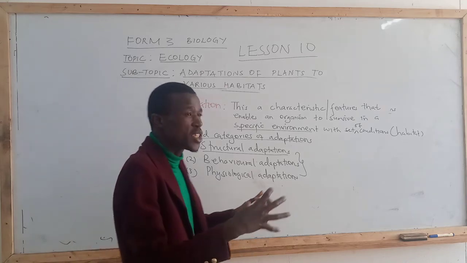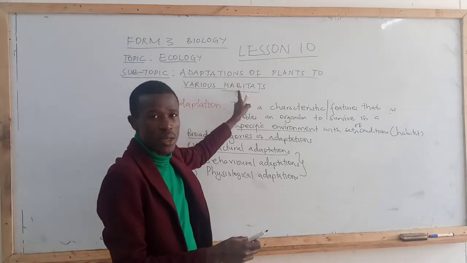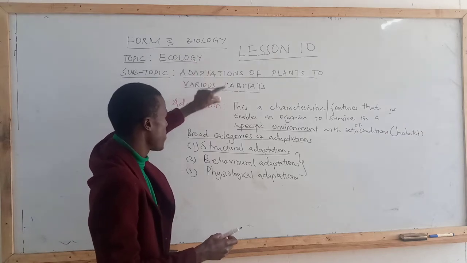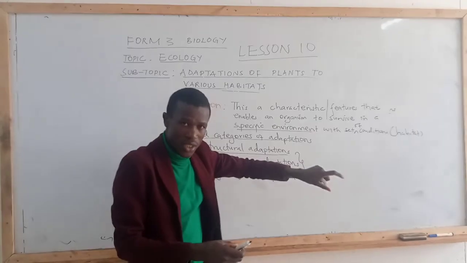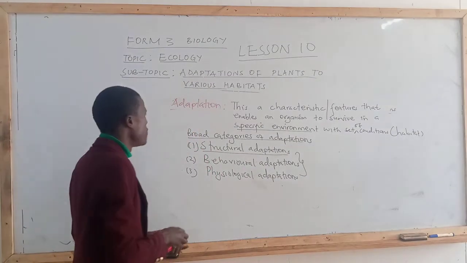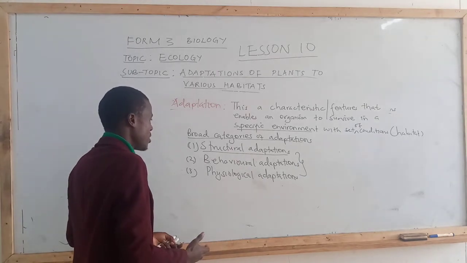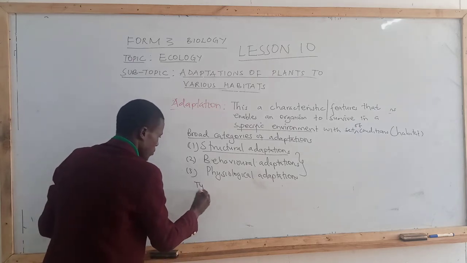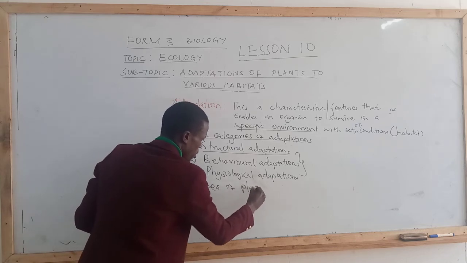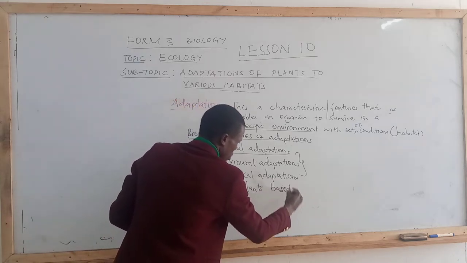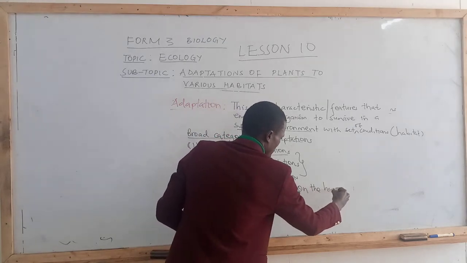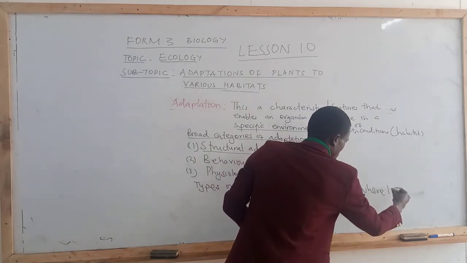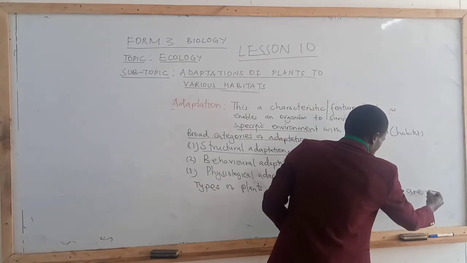Now, we have known the meaning of habitat, the meaning of adaptation, and the broad categories. What are the plants which are able to survive in various habitats by adapting structurally, behaviorally, and physiologically? Types of plants based on the habitat where they are adapted.